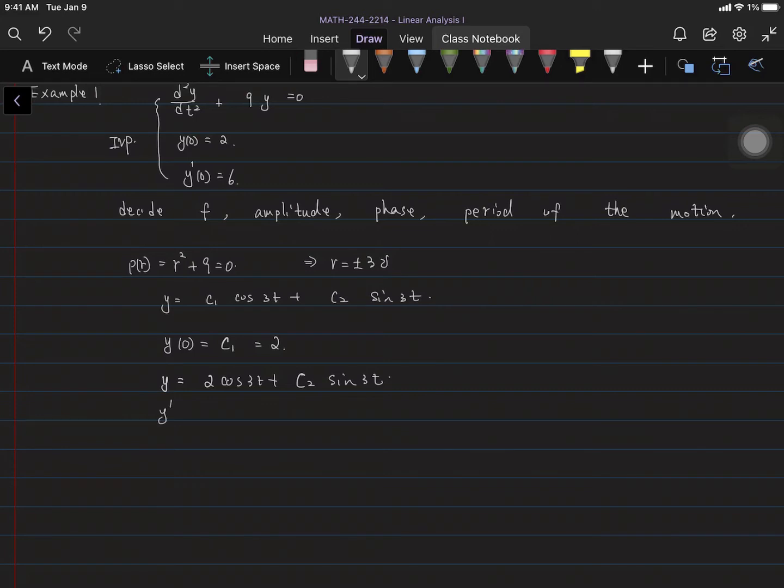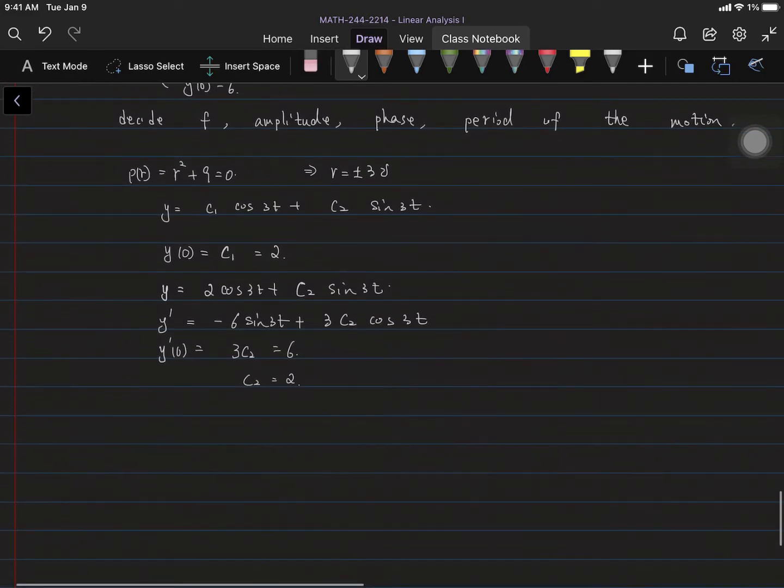So definitely we need to calculate the derivative. This one should be negative 6 sine 3t plus 3C2 cosine 3t, and we plug in 0. This should be 3C2, which is given by 6. So C2 also equals 2. Is that right? Okay. So what is our solution? 2 cosine 3t plus 2 sine 3t. So this is the solution that satisfies the initial conditions.